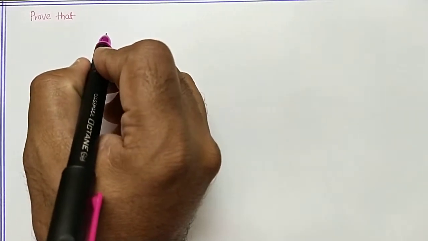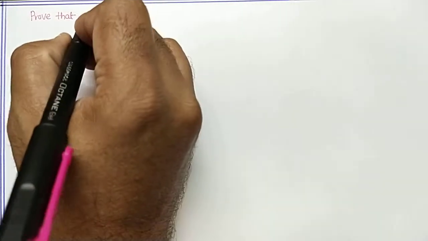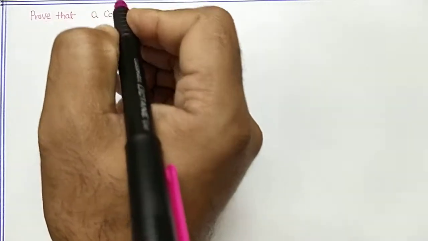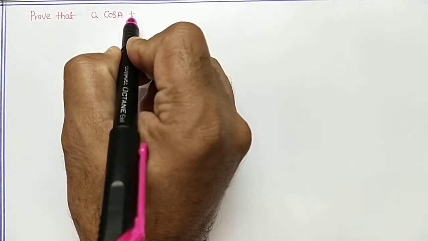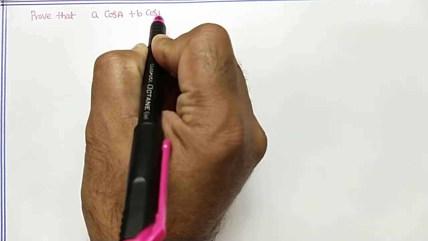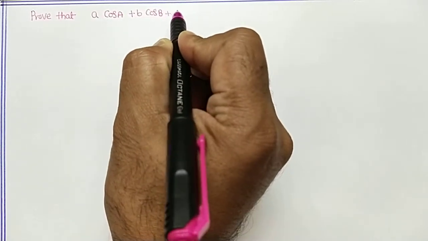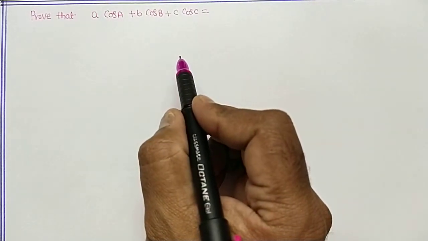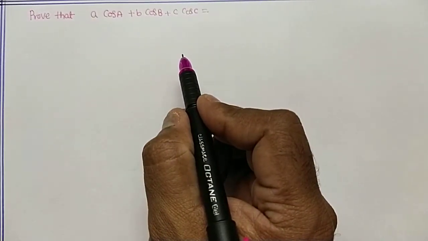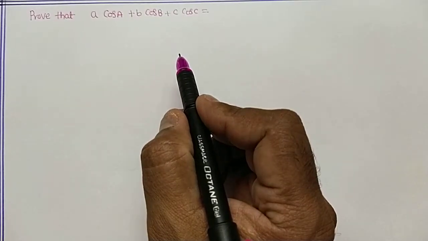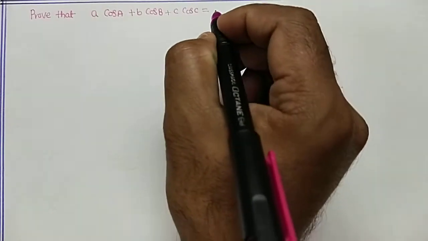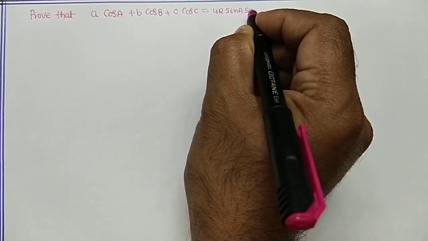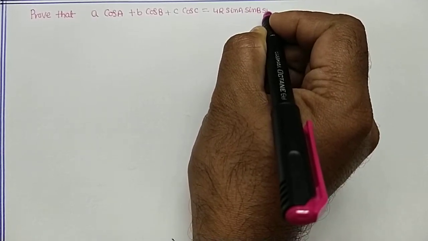Prove that a cos A plus b cos B plus c cos C is equal to 4R sin A sin B sin C. This result we have to prove.